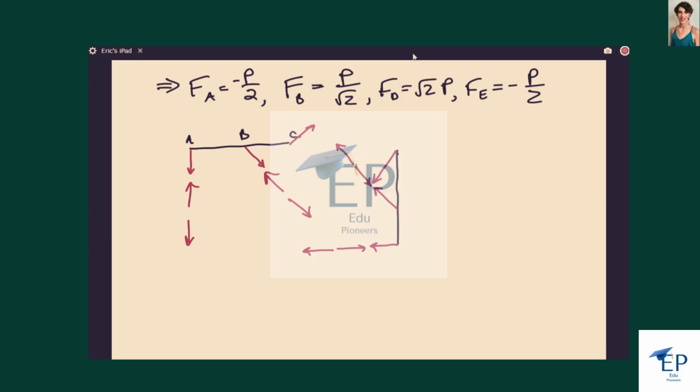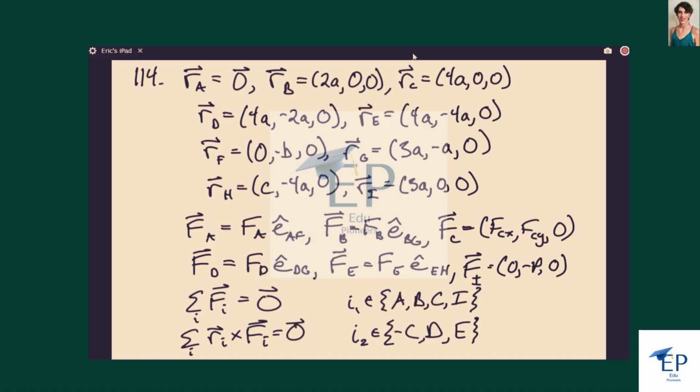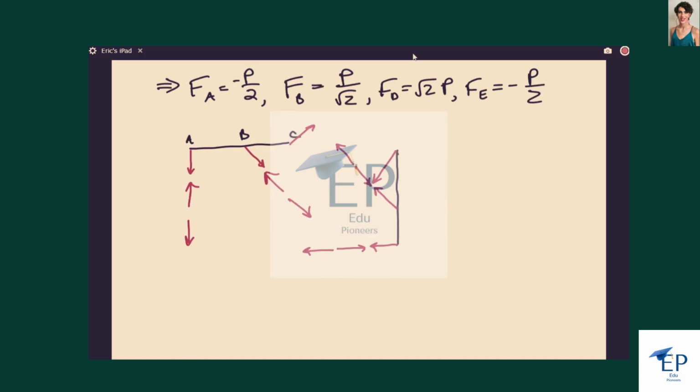And we get that FA is minus P over 2, FB is P over square root of 2, FD is square root of 2 times P, and FE is minus 2P. So we can look at our free body diagrams of these two members, and then these would be the two force members down here. So FA, the positive we said was down, because it was from A to F. So it's actually acting up, which means this is acting down and this is acting up, which means this member is in compression.